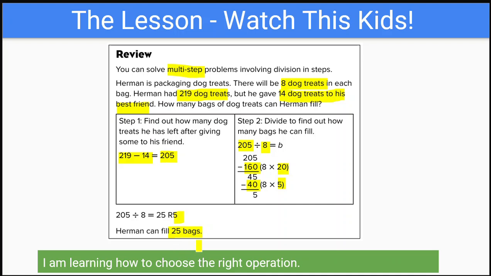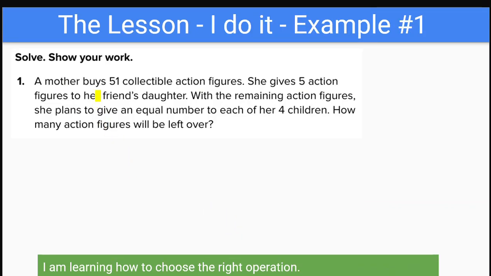Kids, you're learning how to choose the right operation in a multi-step word problem. Okay, well, let's take a look at this together. A mother buys 51 collectible action figures. That seems important, so I'm going to highlight it. She gives 5 figures to her friend's daughter. Okay, so she's going to give 5 away, right? With the remaining action figures, she plans to give an equal number to each of her 4 children. She's going to divide them among her 4 children. How many action figures will be left over?